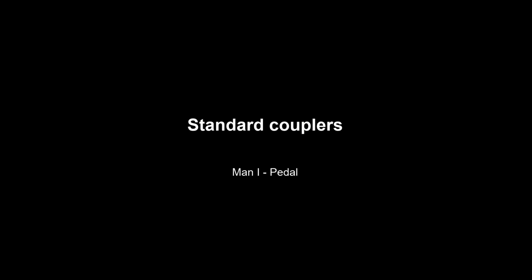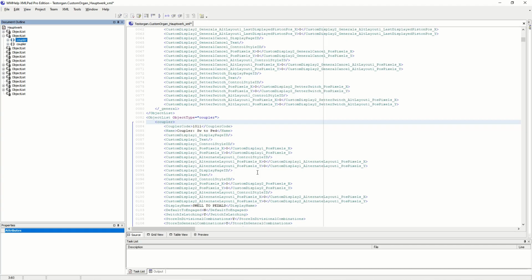We start with making a standard cobbler for manual 1 to the pedal. We go to the cobbler table in our CODM file and edit one of the existing cobblers. The first thing we see is the cobbler code. The cobbler code defines the function of the cobbler. Let's look in the database table to find out what code we should use for manual 1 to pedal.